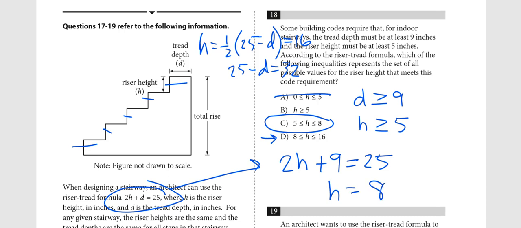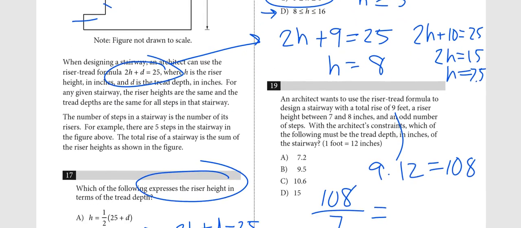Now we know that the minimum for the height is 5. This fixes it, I believe. If we go with a larger number, 2h plus 10 equals 25, then 2h equals 15, h equals 7.5. Do you see how the number's getting smaller? Has to be between 5 and 8. So we were right on that one. Okay, 19.